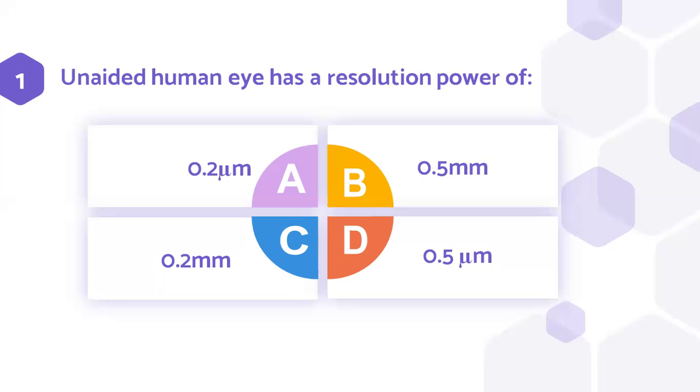So the unaided human eye has a resolution power of about 0.2 mm. The right answer is option C. Here the unaided human eye has a resolution power of 0.2 mm or 200 micrometer.